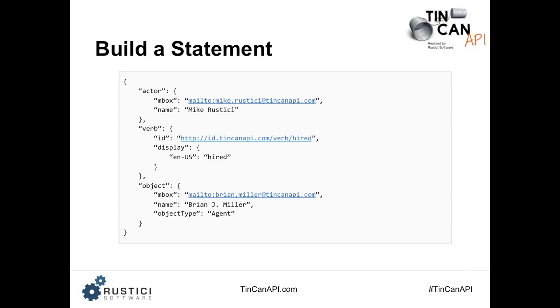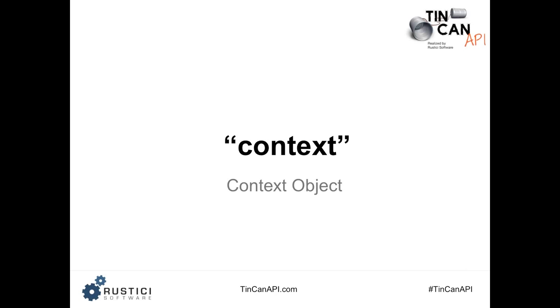Earlier I mentioned that an object property can take multiple types of objects. So I wanted to make sure to point out a statement that uses an agent in the object field. So in this case, I'm actually saying that Mike Rustici used the verb hired and pointing to me, my agent. So Mike hired Brian. In this case, I'm using the agent in the object property as well. So I need to specify the object type as agent. Otherwise, an LRS would assume I meant an activity. This statement as well is spec compliant for sending to an LRS.